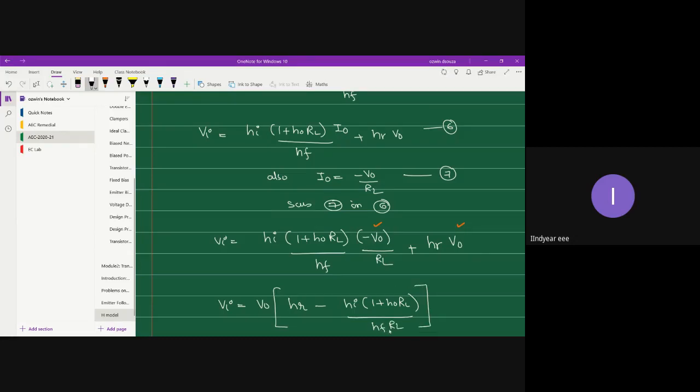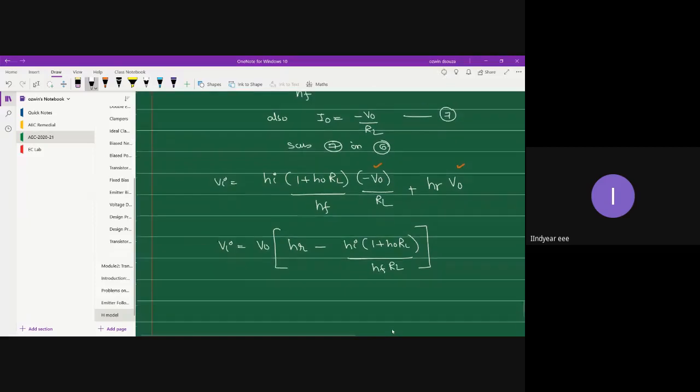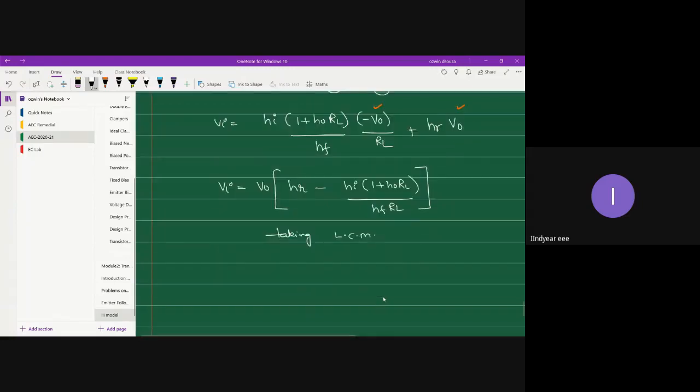Or you can even take the LCM. Taking common denominator will get you Vi is equal to V naught times HR HF RL minus Hi into 1 plus HO into RL, divided by HF into RL.